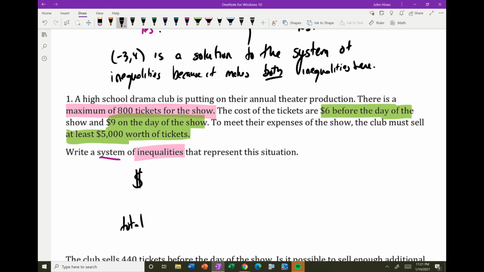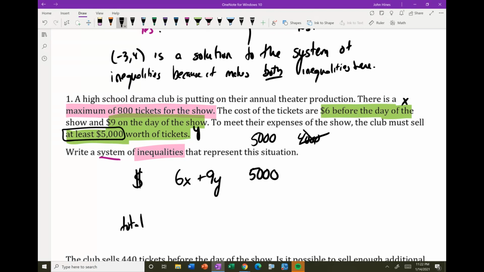So let's deal with the money. $6 the day before, we'll call those X, and $9 the day of. Well, it doesn't equal 5,000. This is where we've got to think. At least 5,000. And people see least and think less than. Well, 5,000 is good. If I make 4,000, is that okay? No, 4,000 is not good. 6,000 is good, though, because that's at least 5,000. So I want to be bigger than or equal to 5,000. So notice I'm writing a system of inequalities here. 6x plus 9y is bigger than or equal to 5,000.